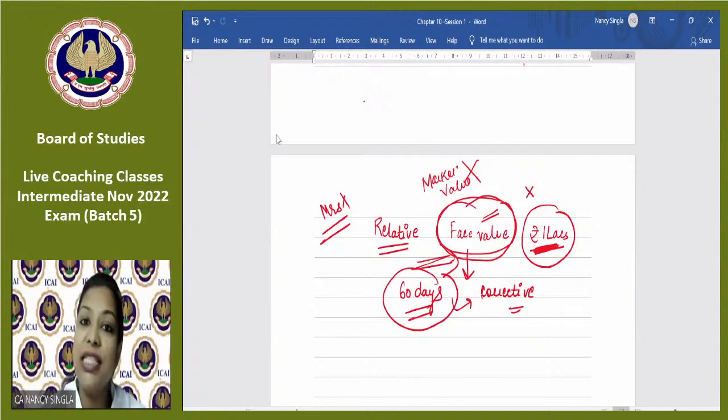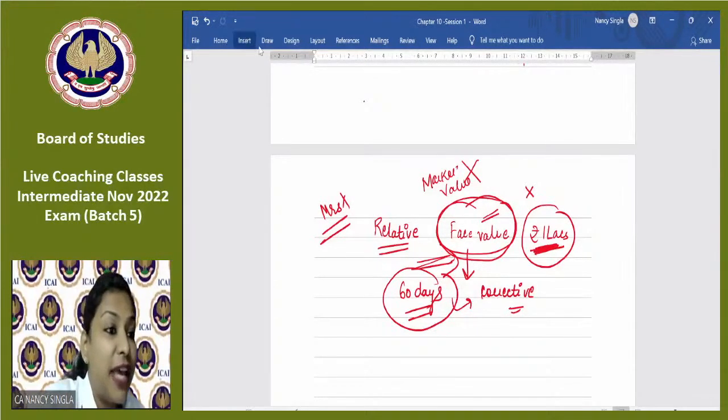है ना, जब परचेज किए थे शेयर्स, 60 days from that date, the corrective action. अब corrective action क्या होगा? Mrs. X can sell off such shares. Mrs. X can transfer such shares to someone else. है ना? So the corrective action should be taken.